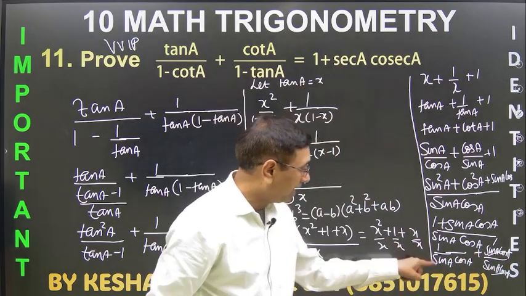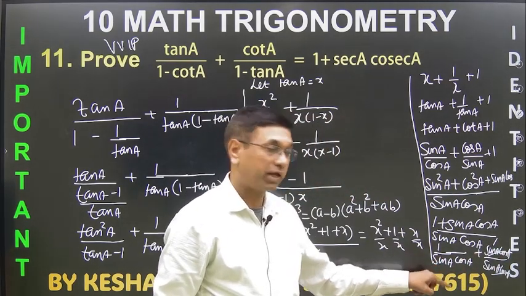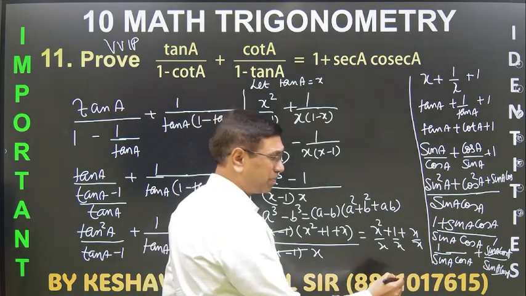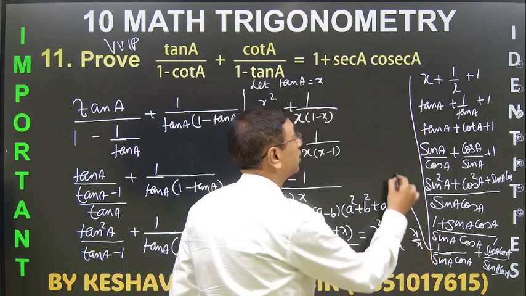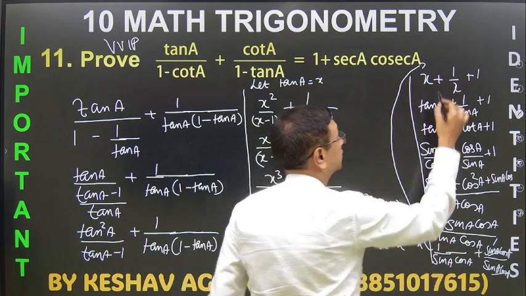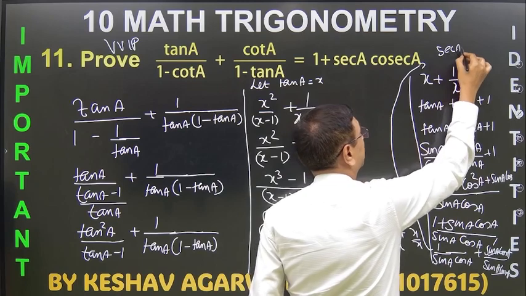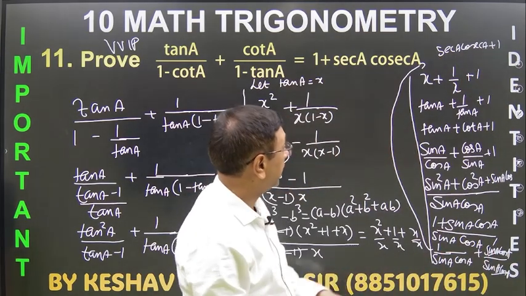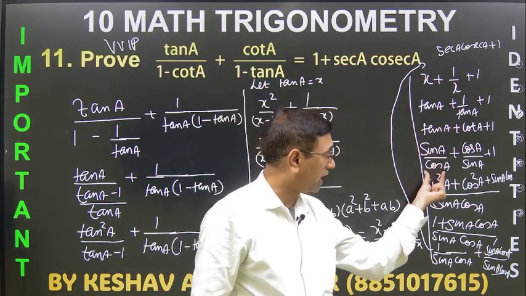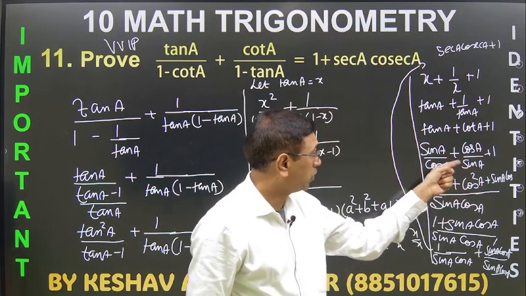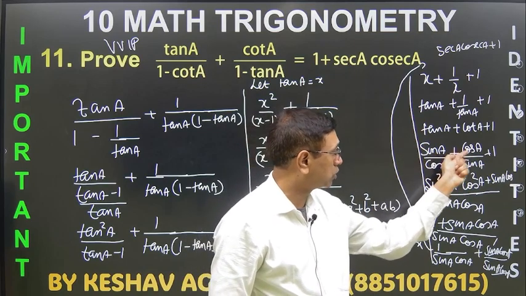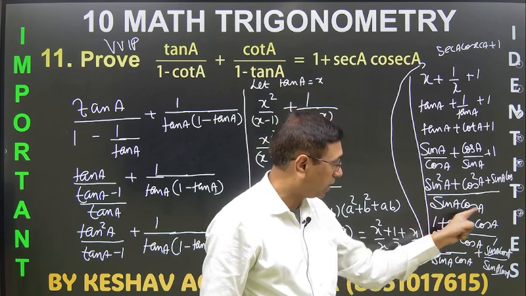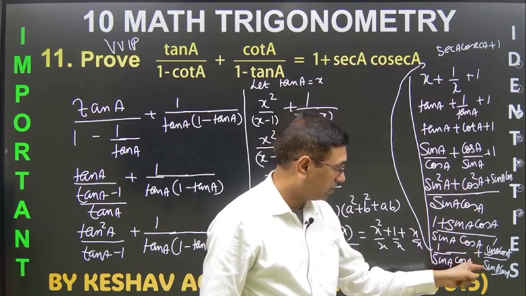Now what is 1 by sin? Cosec. 1 by cos is sec a. So 1 plus sec a cosec a. The space is left, so what can you do after here, children? Come here. 1 by sin cos gives sec a cosec a, and the plus 1 has already come here. So what we did: we converted to sin by cos, cos by sin, and 1. We took the LCM, so sin square a came here, cos square a came here, and cos a sin a. So this becomes 1 plus sin a cos a divided by sin a cos a. So separate it and you will get the result.